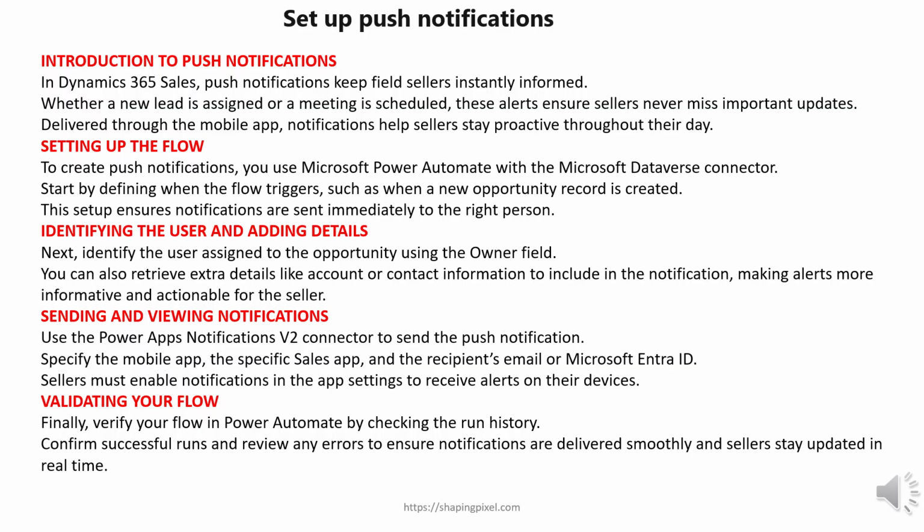Setting up the flow. To create push notifications, you use Microsoft Power Automate with the Microsoft Dataverse connector. Start by defining when the flow triggers, such as when a new opportunity record is created. This setup ensures notifications are sent immediately to the right person.